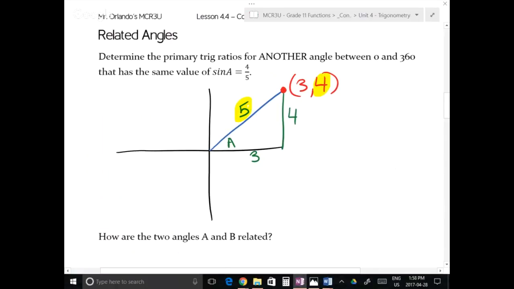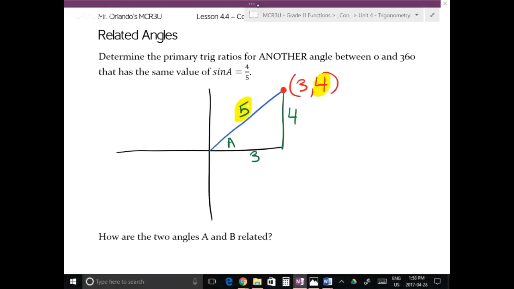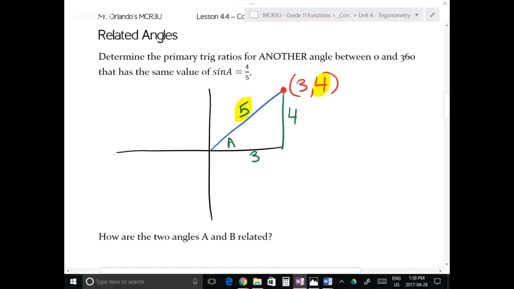Does that make sense? So is there somewhere else on here we could draw a line that is 5 long, where we also get an opposite of +4? Where the y value is also +4? Yeah, that's precisely the answer. If this 3 were negative, we'd be over here, wouldn't we?